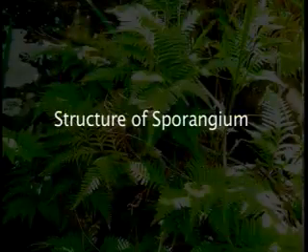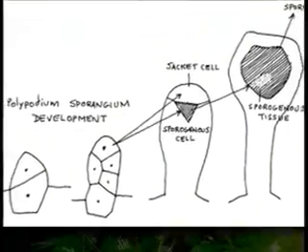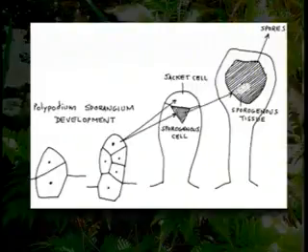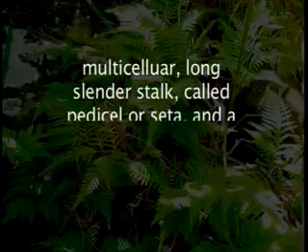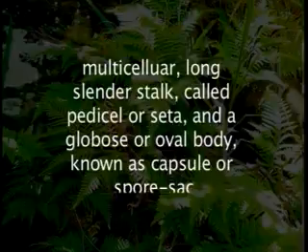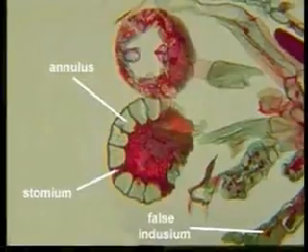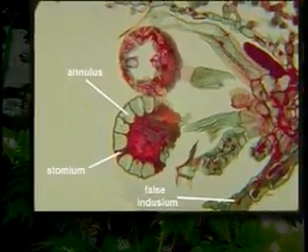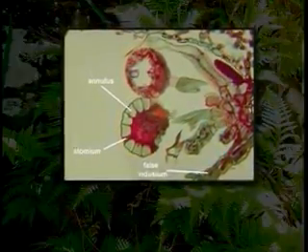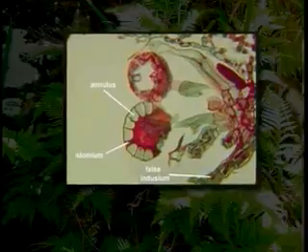Structure of sporangium. The sporangium shows leptosporangiate development because it is developed from a single initial. It has a multicellular long cylinder stalk called pedicel or seta and a globose or oval body known as capsule or spore sac. The spore sac has a single layered jacket. Some cells of the jacket are modified to form an annulus and a stomium.